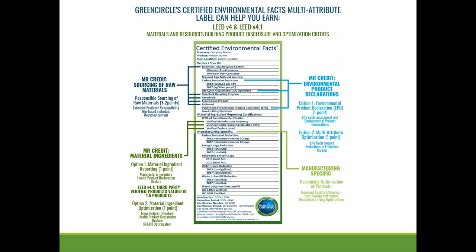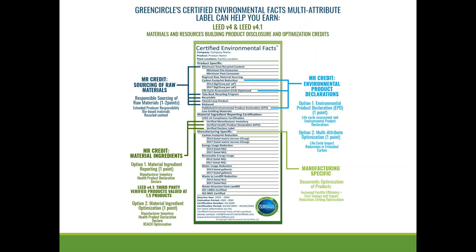So what we came up with at GreenCircle is our Certified Environmental Facts label. This label was developed based on a lot of feedback and input from product manufacturers, LEED consultants, architects and designers, and discussions with folks within USGBC and the federal government. Basically, what we tried to do is create a label that looks like a nutrition label that allows you, the specifier or the designer or the building owner, to look at the products and get a quick snapshot of what's going on with the product.